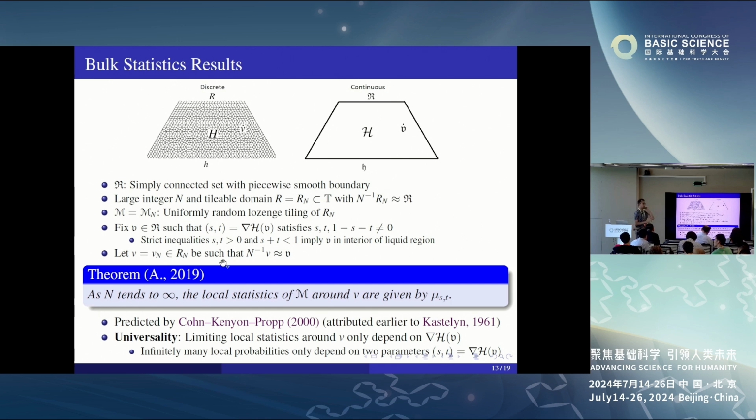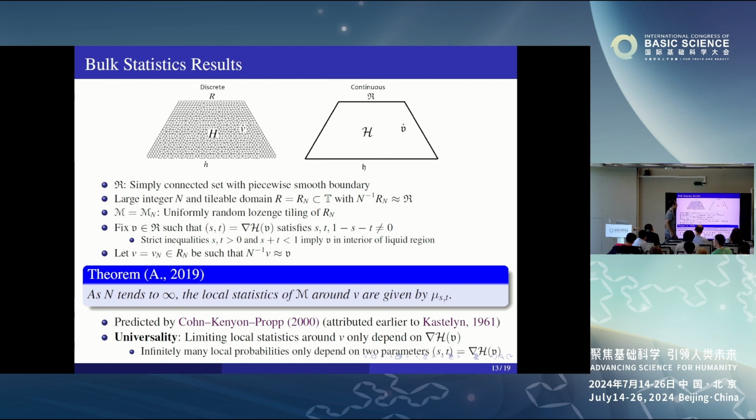So this is the limit shape from the previous slide, given as the minimizer of the somewhat complicated variational principle. This is the h, the global law, the law of large numbers for my height function. I'm going to compute its gradient at V, which I'll denote by (s,t). So you should think of (s,t) as the local slope around this point V.